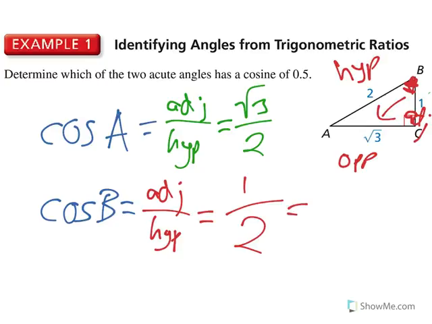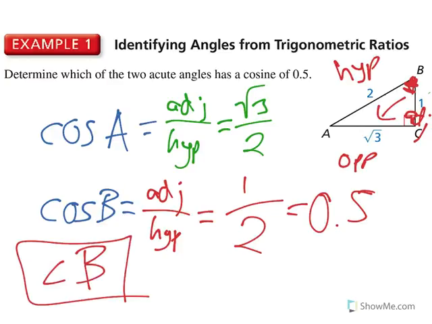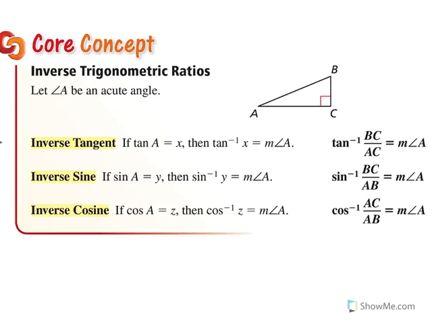Then 1/2 is the decimal 0.5. So whenever it says determine which of the angles has a cosine of 0.5, my angle would be B. Angle B has a cosine of 0.5. It's important for us to be able to set these up, because now, like I said before, we're going to take the inverse of those formulas. When we work something and end up getting tangent of an angle, if we take the inverse of it, then we can actually find the measure of the angle.